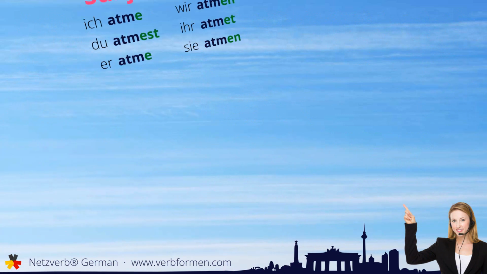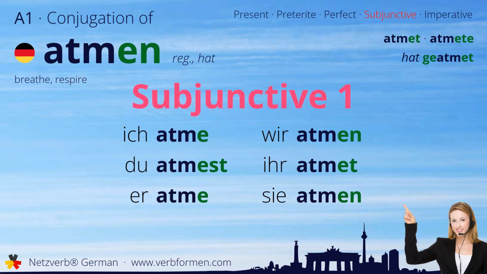Next up is the subjunctive one. Ich atme. Du atmest. Atme. Wir atmen. Ihr atmet. Sie atmen.